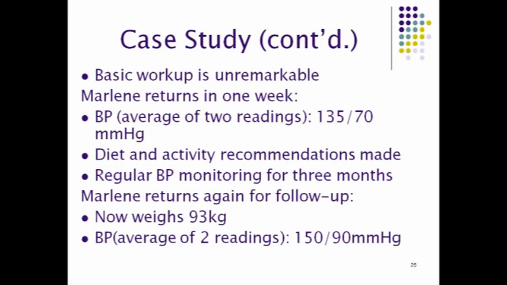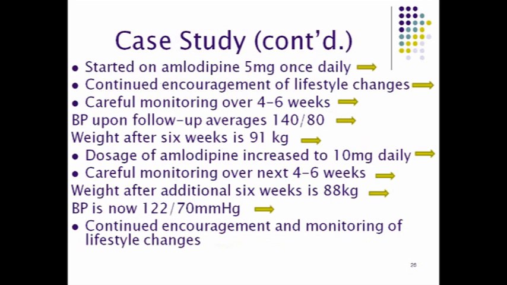Now, this is not an atypical situation. She returns about 3 months later. She was at 85 kilograms, but has now put on quite a bit of weight. She now weighs 93 kilograms. Blood pressure is back up to 150 over 90, back in the stage 2 range. So at this point, we can consider starting her on medication. Let's say we start her on amlodipine, 5 milligrams once daily. This is a relatively modest dose of a well-studied calcium channel blocker. We, of course, continue to encourage lifestyle changes, and we continue to monitor her over 4 to 6 weeks.